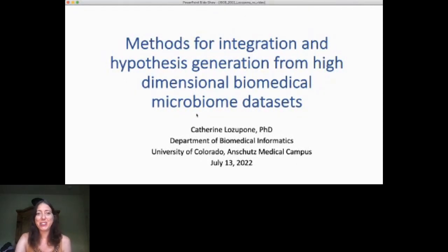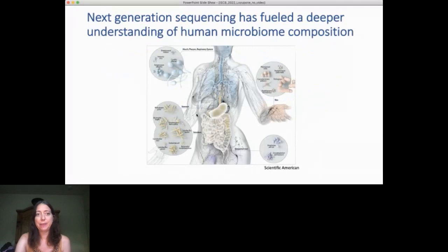I'm excited to talk to you today about methods for integration and hypothesis generation from high-dimensional biomedical microbiome datasets. Next-generation sequencing has fueled a deeper understanding of the complex community of microbes that live on and in the human body. My research has focused largely on the role of the gut microbiome in complex disease.